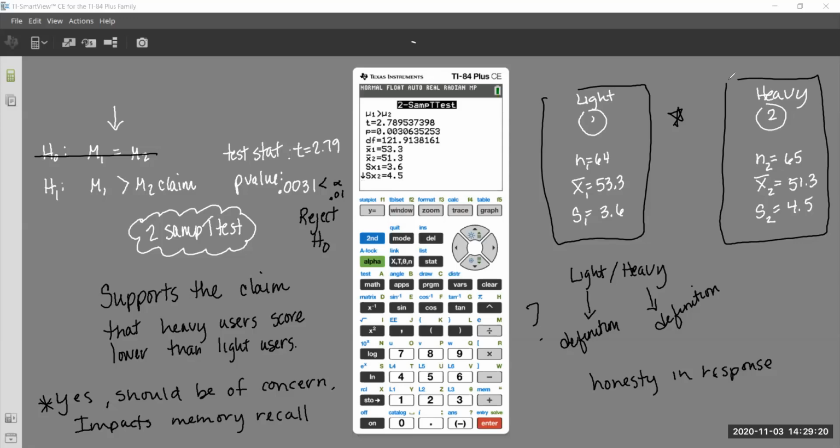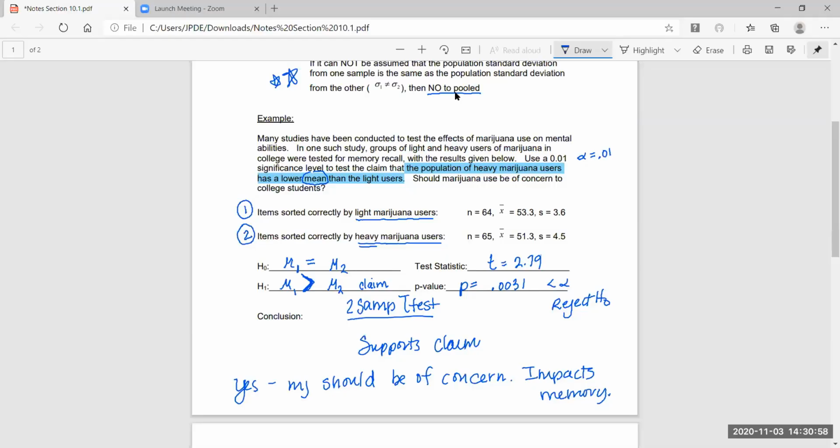Okay, let's go back and look at the next problem. I'm just going to pause this for a sec. Okay, we're back, and I just updated the notes sheet with the information that we found with the calculator, so you can update yours as well. And we're going to look at the next example.